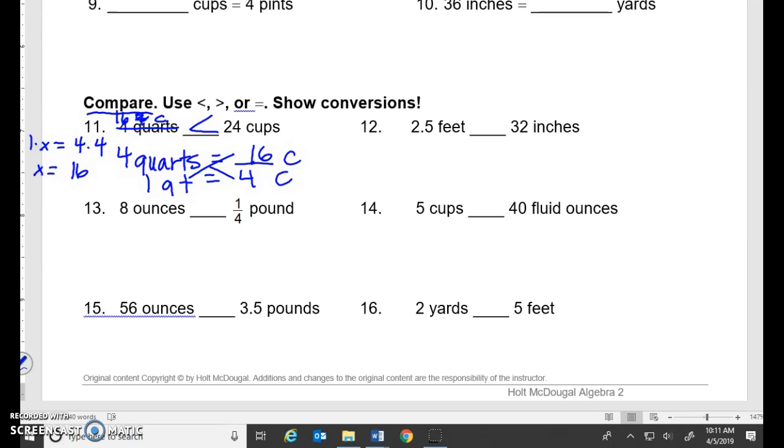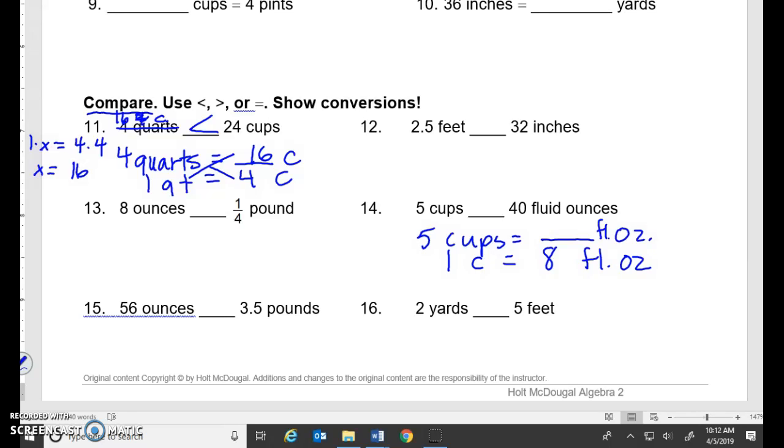If you wanted to, you could say instead of putting quarts to cups. Okay, on 14, I have cups to fluid ounces. So I'm going to choose to change my cups into fluid ounces. So I'm going to put 5 cups equals blank fluid ounces. Then I'm going to look at my reference chart. How many cups equals how many fluid ounces? 1 cup equals 8 fluid ounces.